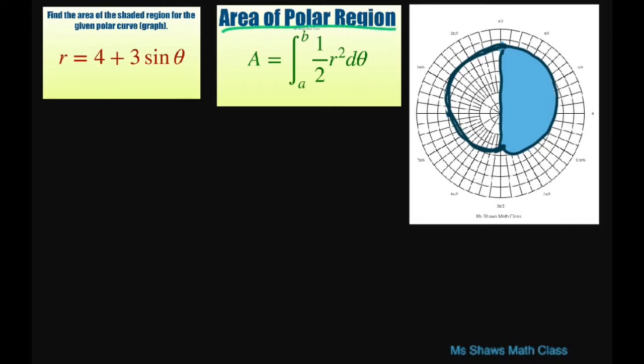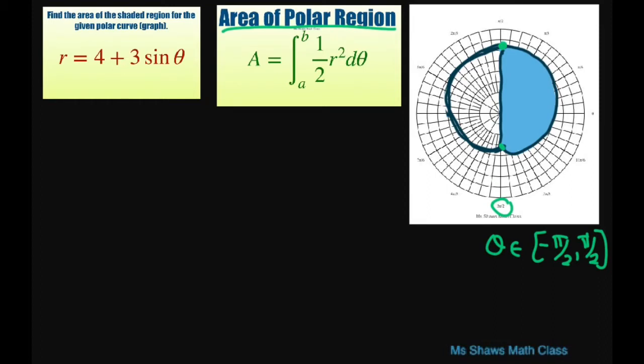And if you've been practicing graphing, you know we usually assign our theta values for sine from negative pi divided by 2 to pi divided by 2. So that's how we set up our integral, because that's what we're going by. Negative pi divided by 2 to pi divided by 2 up here.